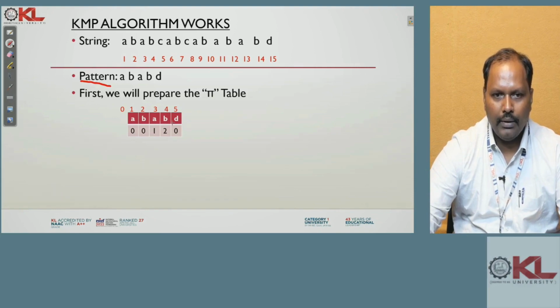Now ABABD: A is 0 the first time, B is also 0 the first time, A is repeated, already 0, now it is 1. AB, B is also there, 1, but here it is a 2 string data, that's why it is 2. Now D is a new letter, 0. So the pi table here is 0, 0, 1, 2, 0. This is the alphabets data.